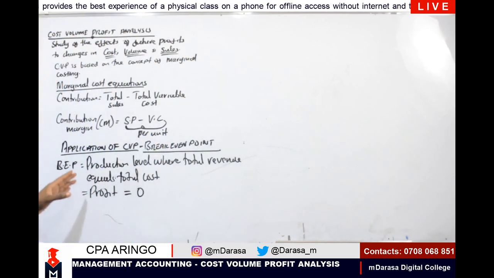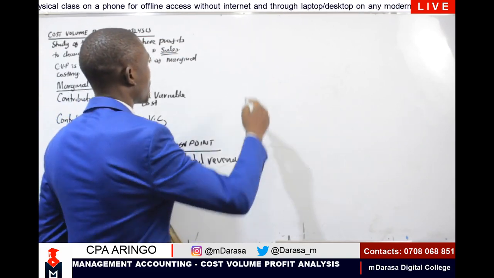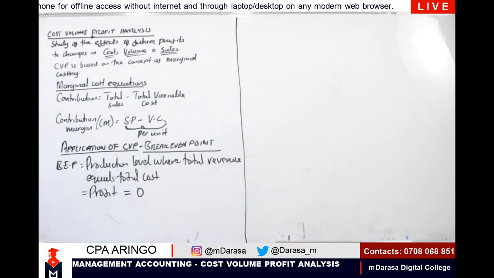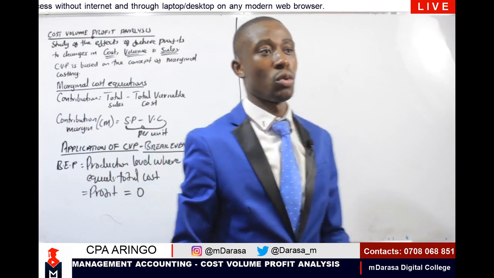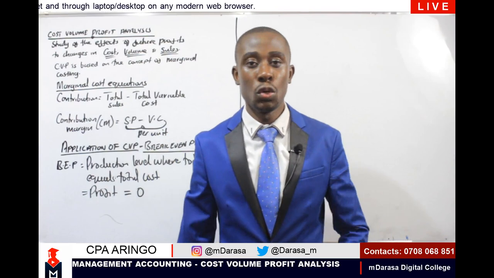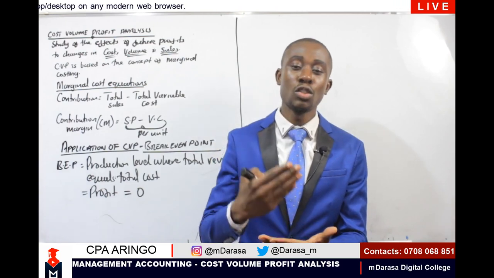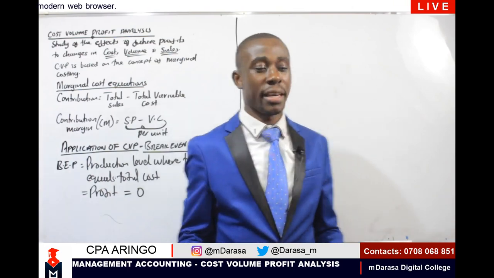So we are seeing the application of CVP, we've talked of break-even point. You've clearly described what break-even point is. Now, another element that I want us to focus on: how will you determine your break-even point? In the event that you are required to determine break-even point, how will you do that? So we are going to break it down.